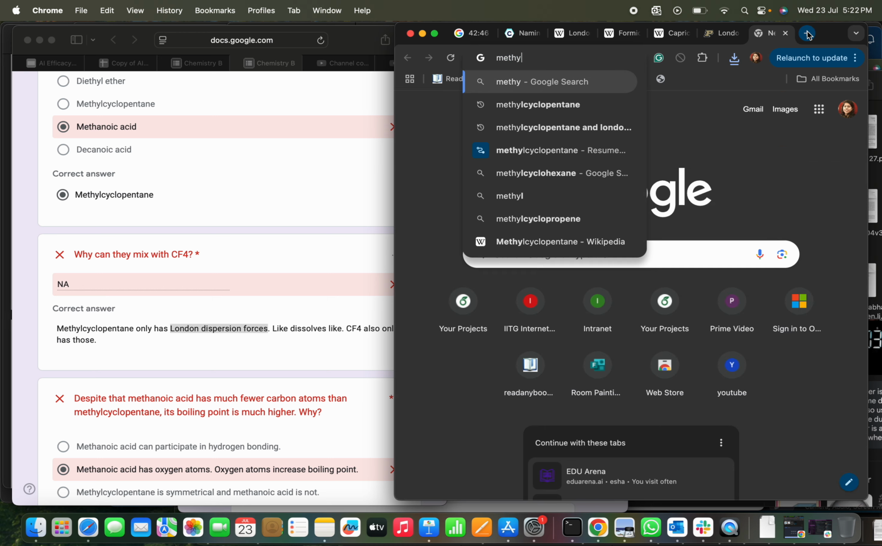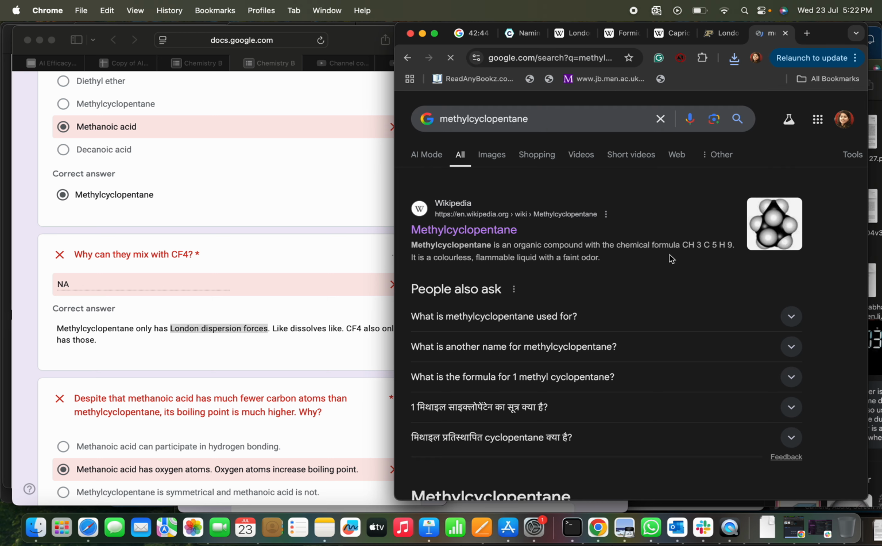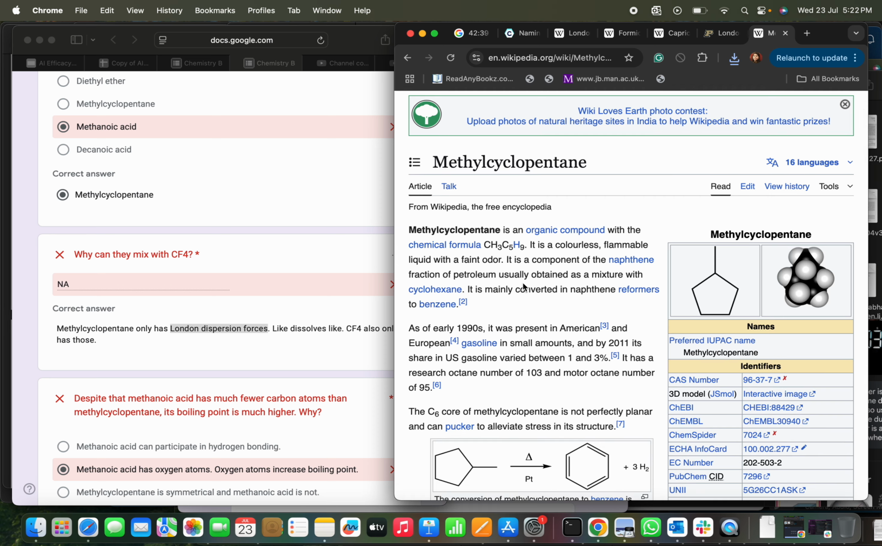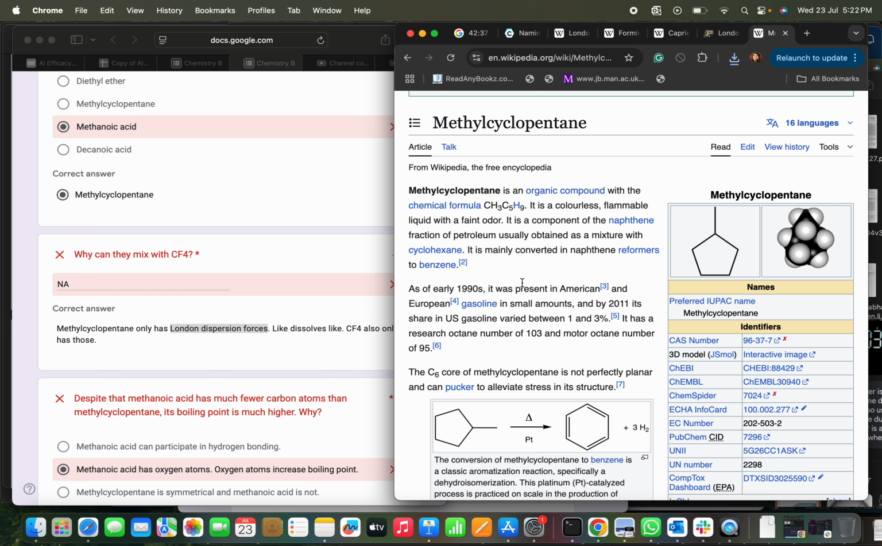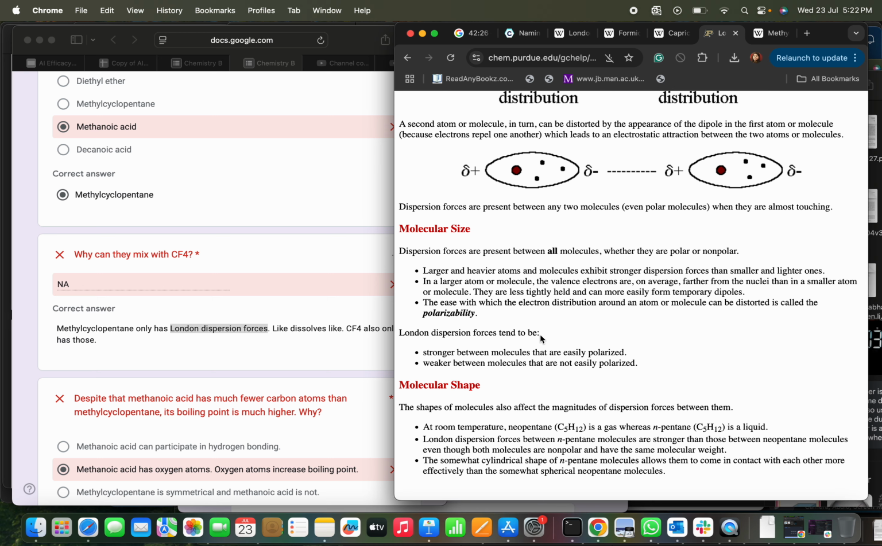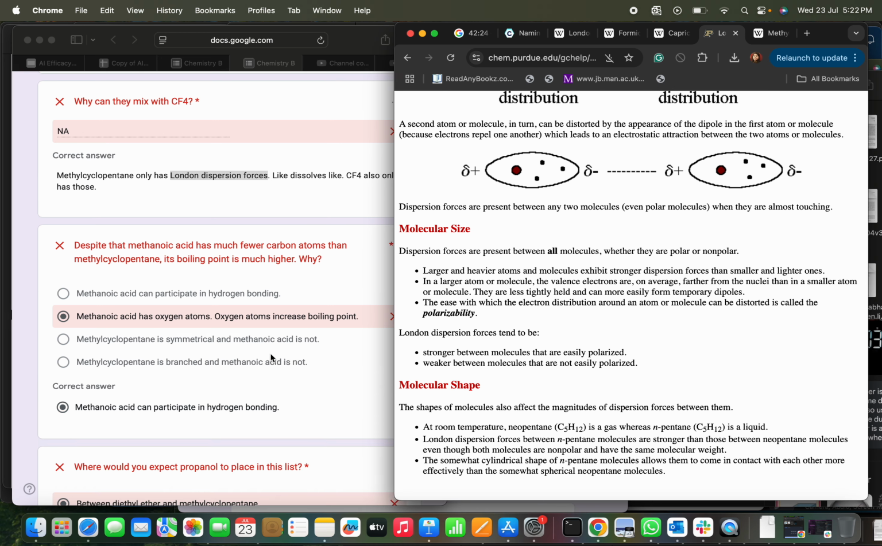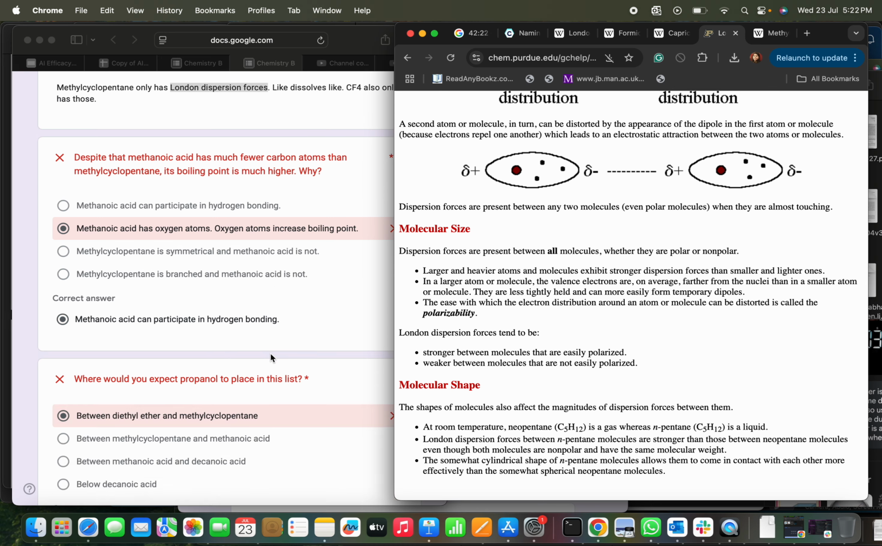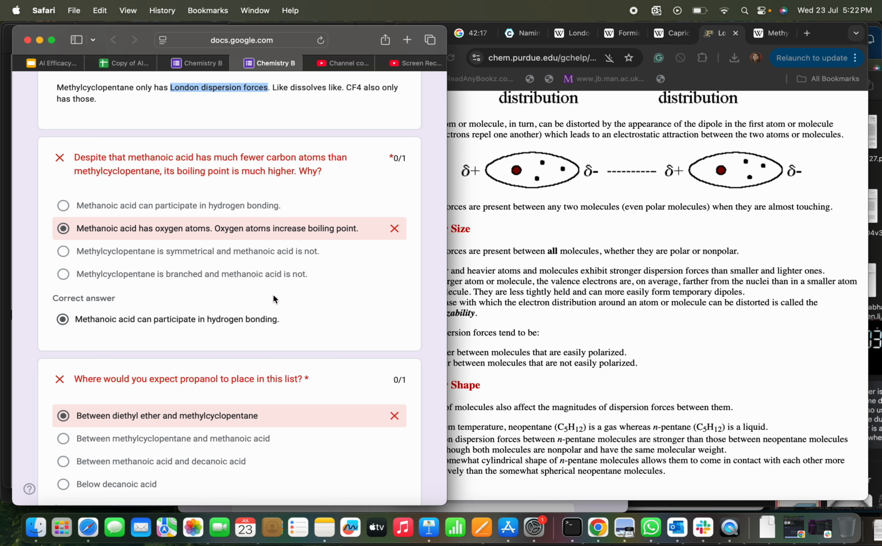Okay, I still cannot remember the structure of ethyl cyclopentane. CH3C5H9, methyl cyclopentane. So it's a CH3 group on a pentane ring. Okay, I'll remember it. But I'm not satisfied with the answers here. Despite having fewer carbons, the boiling point is much higher.